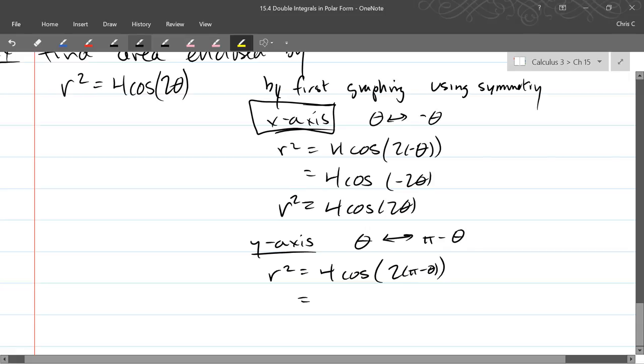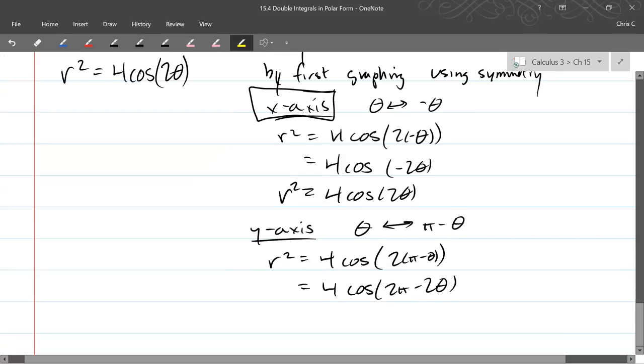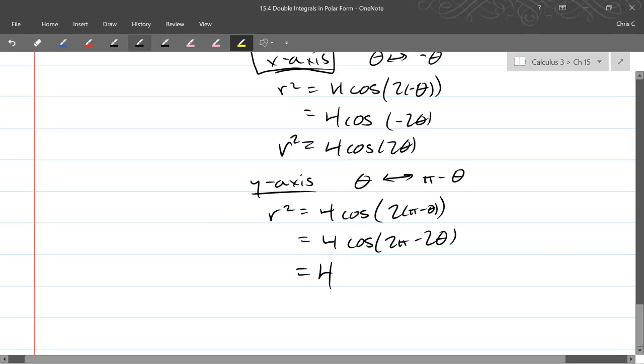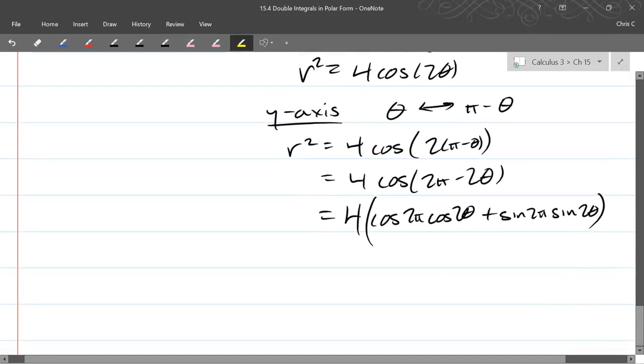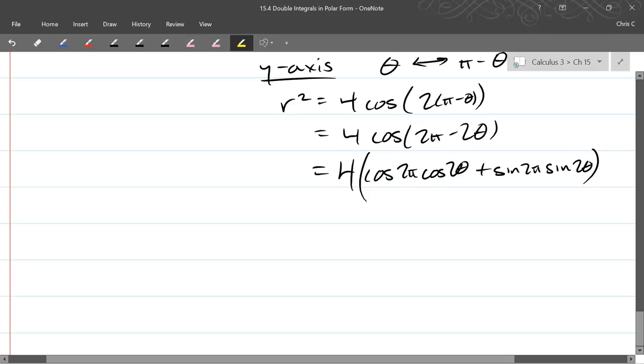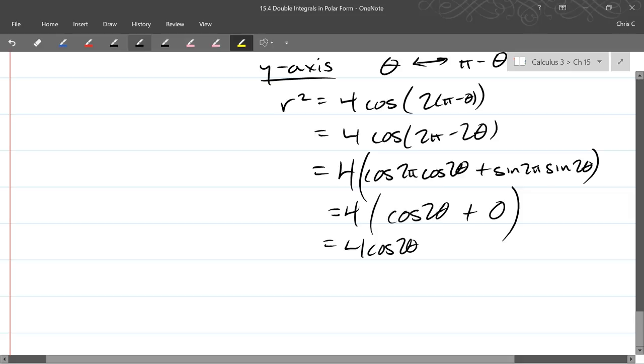So before we can use the sum rule, we have to distribute the two. And now you need to remember the difference formula for cosine, which is cos 2 pi cos 2 theta plus sine 2 pi sine 2 theta. All right, what is cosine 2 pi? Positive 1, so we get cos 2 theta. And what is sine 2 pi? 0. All right, so we got 4 cos 2 theta.